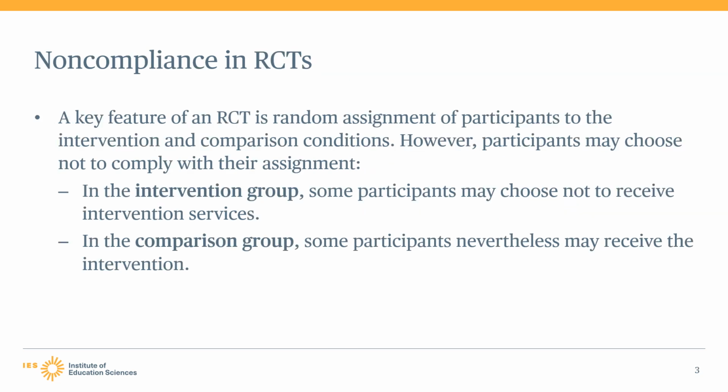A key feature of RCTs is the random assignment of participants to the intervention and comparison conditions. But participants do not always comply with their assigned conditions in an RCT. For instance, some participants who are randomly assigned to the intervention group actually might not receive intervention services. And similarly, some participants who are randomly assigned to the comparison group nevertheless might receive some or all parts of the intervention. This scenario is referred to as non-compliance, when participants do not comply with their originally assigned conditions.